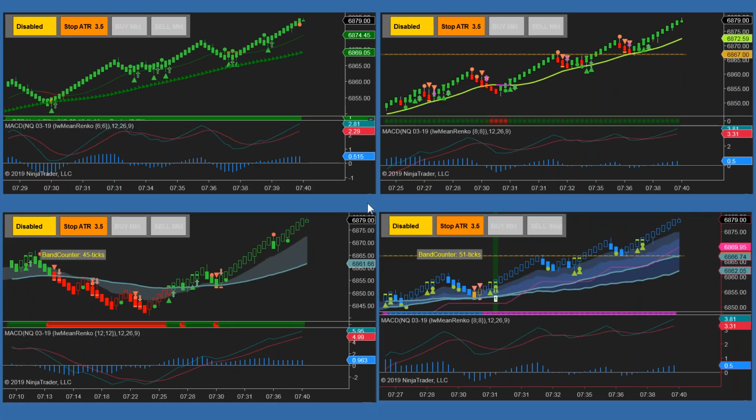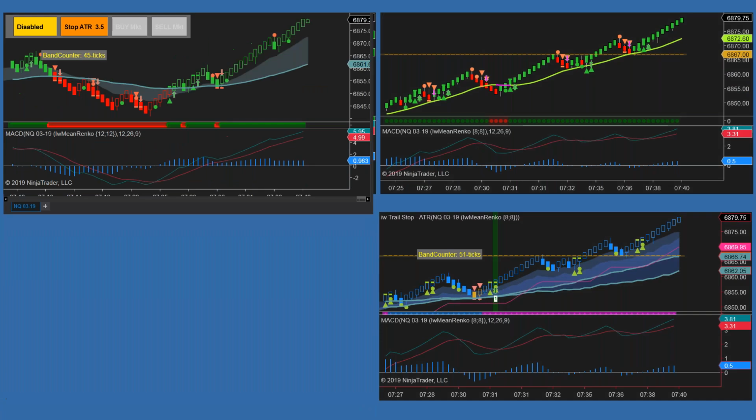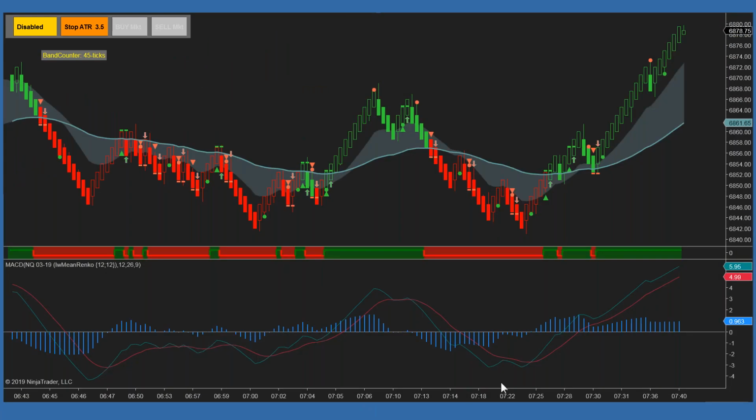Let's take a look, last but not least, here at the Eagle. And the Eagle, given the nature of the tool, the swings are going to be broader.